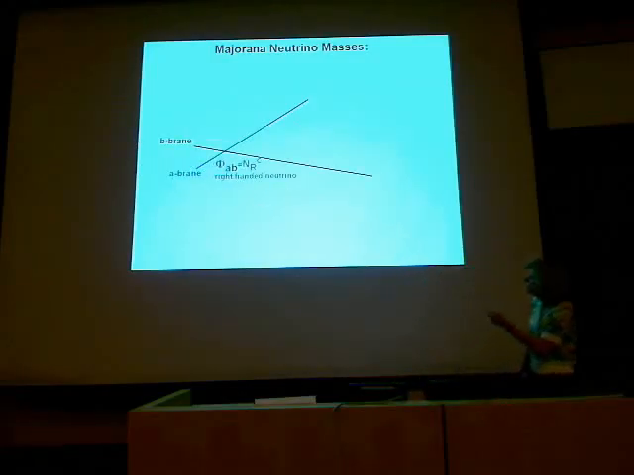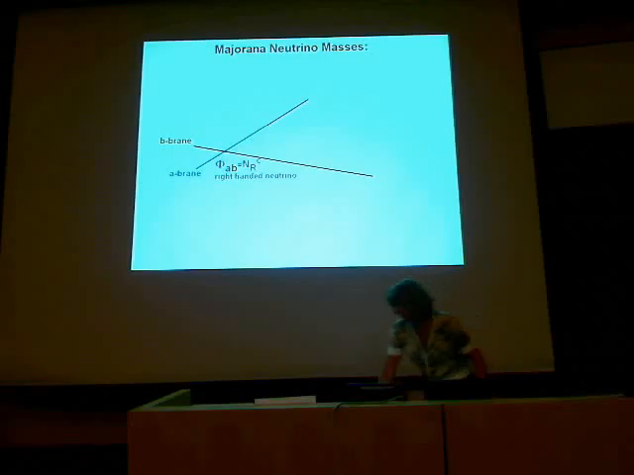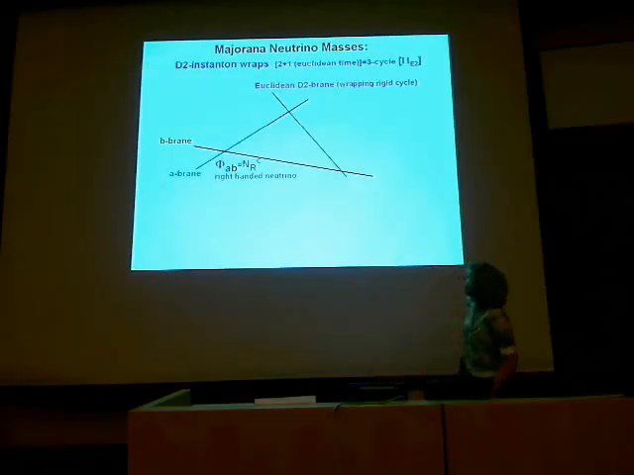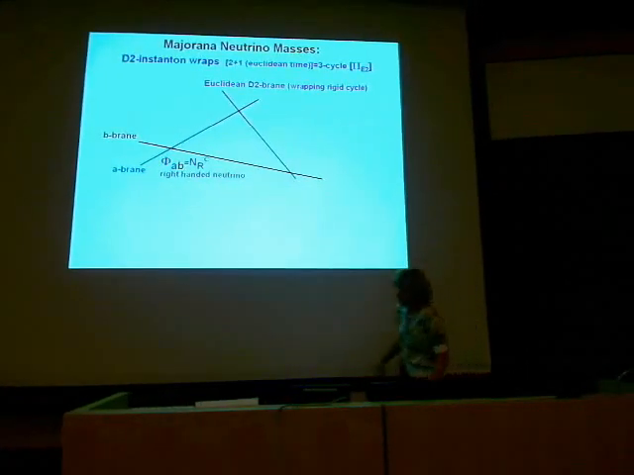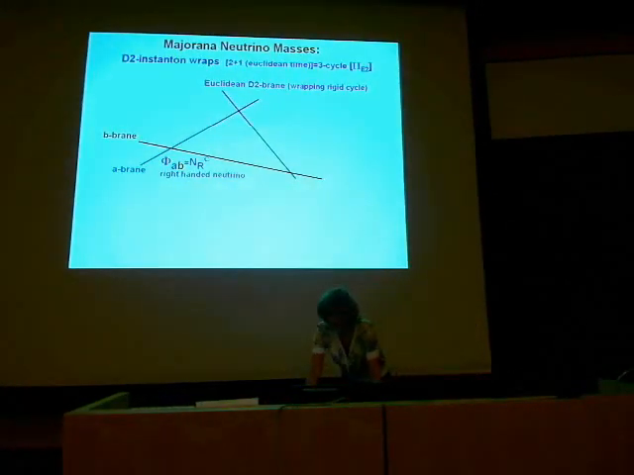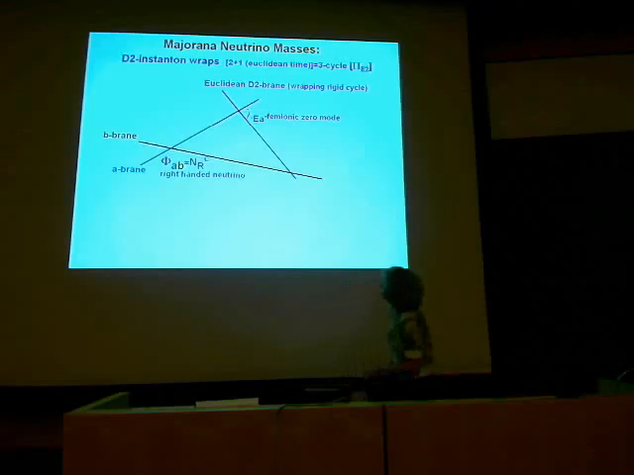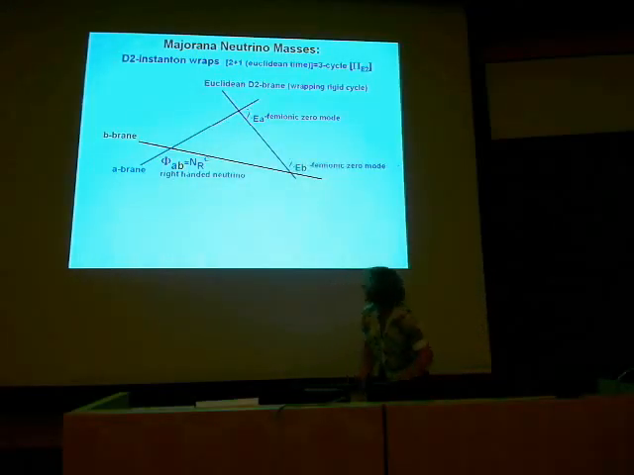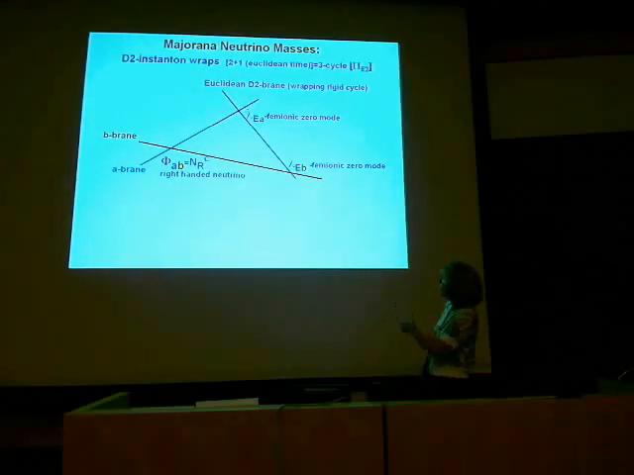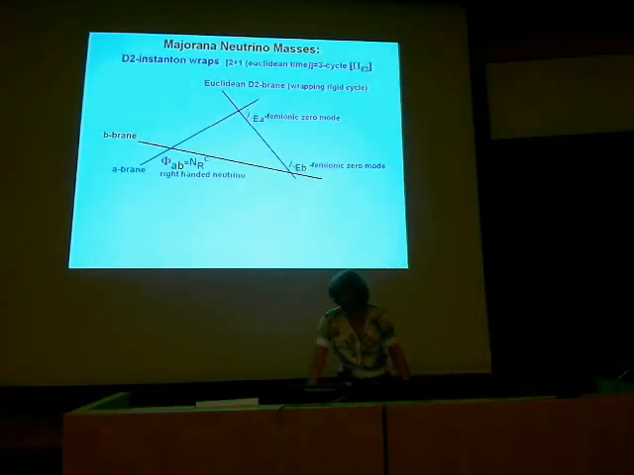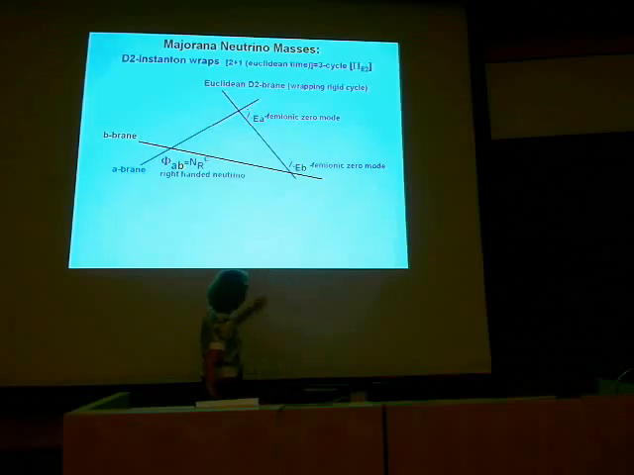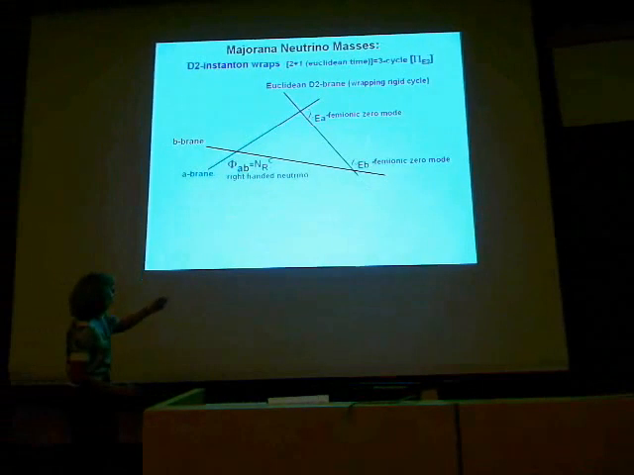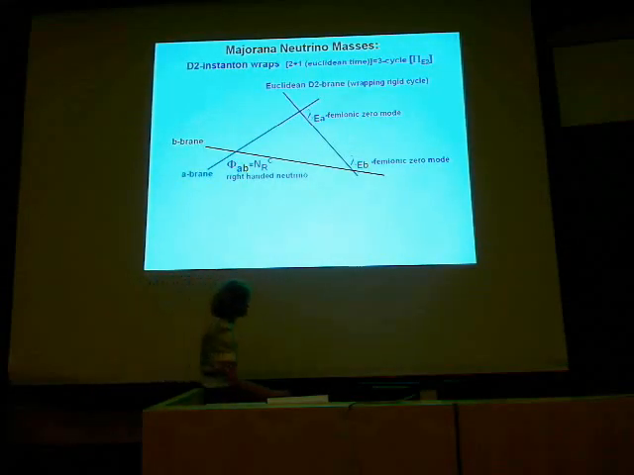So now for such right-handed neutrinos that appear at such intersections, we add the instanton background. So we add a rigid cycle that the instanton wraps. And at the intersection of instanton and A-brane, we get zero fermionic modes. And at the intersection of instanton and B-brane, we get zero fermionic modes. And it's basically this type of coupling that we have to calculate in string theory.